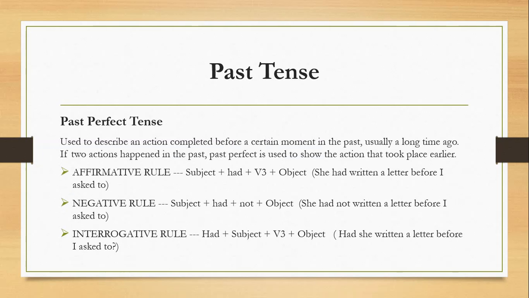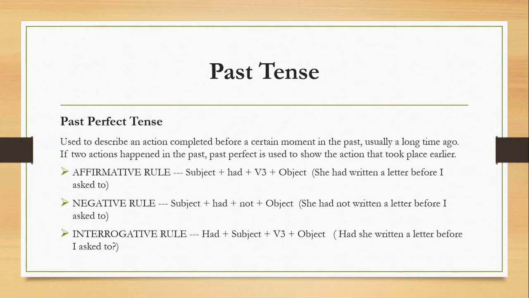Then comes past perfect tense. It is used to describe an action completed before a certain moment in the past, usually a long time ago. If two actions happened in the past, past perfect is used to show the action that took place earlier.